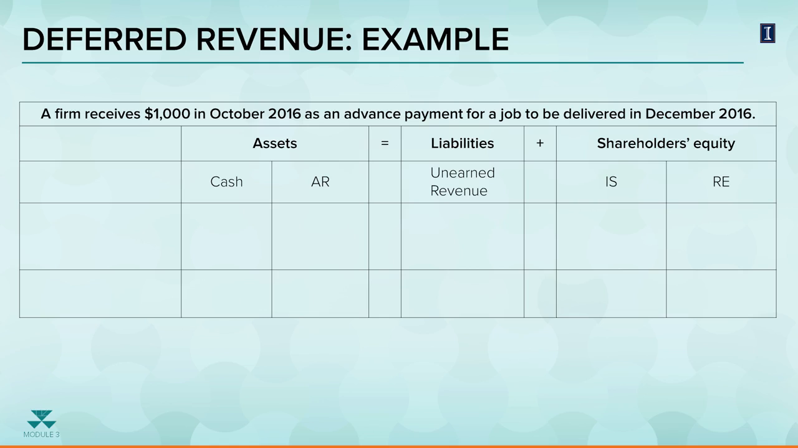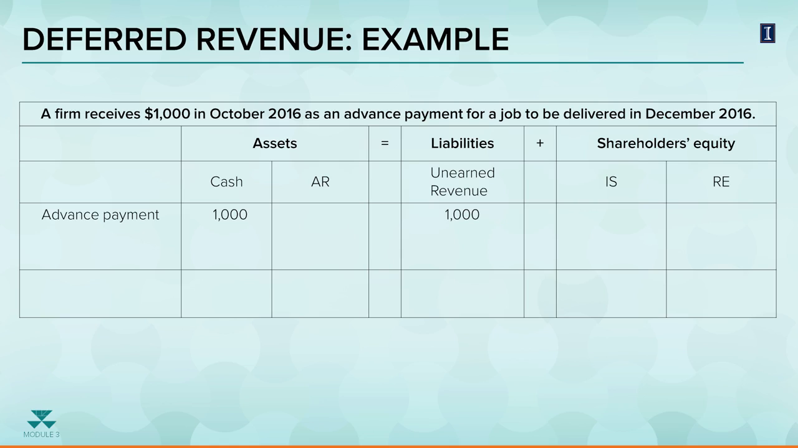And then firm is going to go deliver the service in December 2016. How are we going to book this? Well, first of all, firm gets $1,000. Therefore, cash balance will go up. Can we book this as a revenue? Not yet, because the firm didn't earn this money yet. We have to be very conservative to book this as a revenue. Therefore, until this money is earned, we are going to book this as an unearned revenue, which is a liability account.